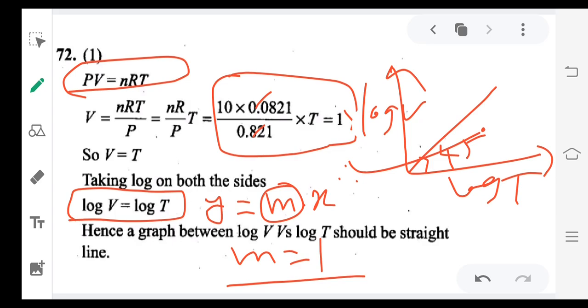So these are some important models from states of matter. Thank you.